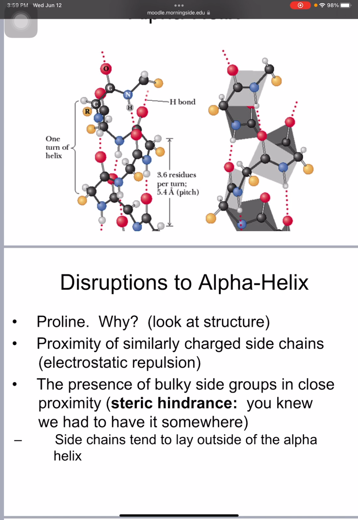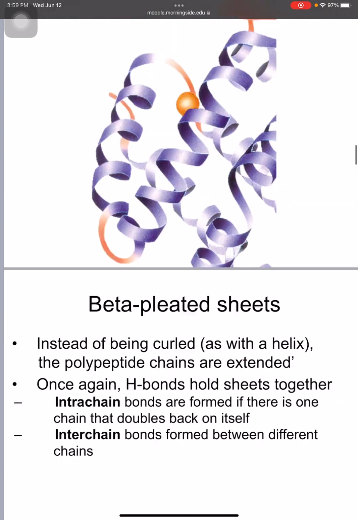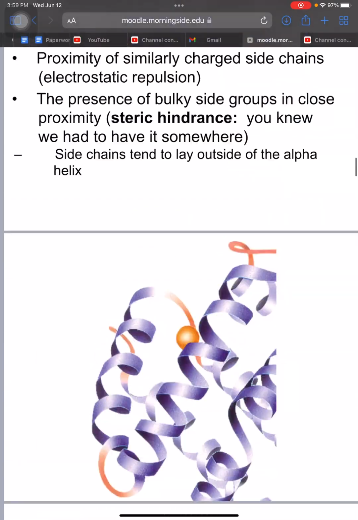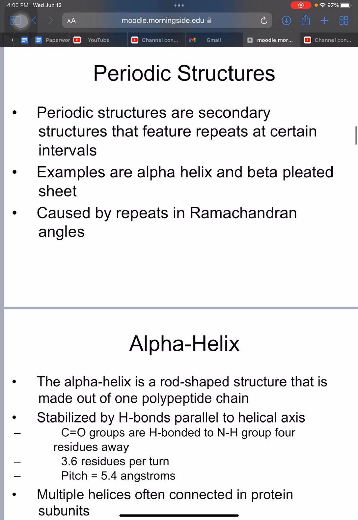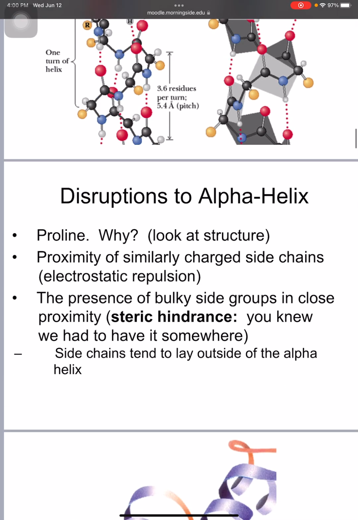Why? Proline, look at the structure. So this is where, if I had you in class, I would start probing you for questions, but you're not here, so I guess I'll skip ahead. If you would like to ponder this before I tell you, feel free to pause this and look at the structure of proline. In fact, I encourage that. 3, 2, 1. Yeah, if you look at the structure of proline, it is a really unique amino acid structure.